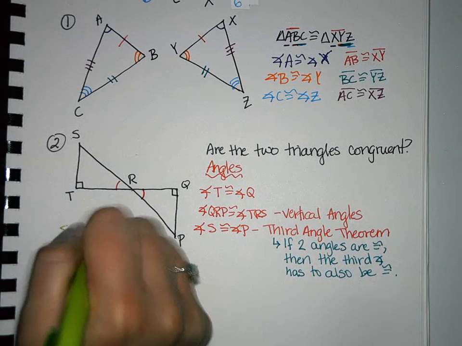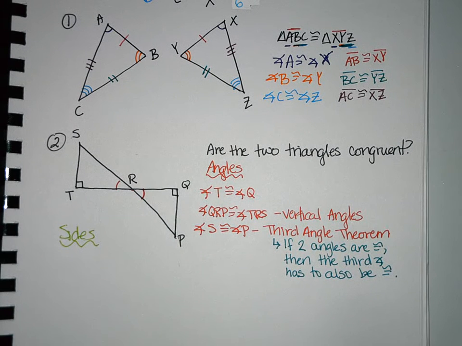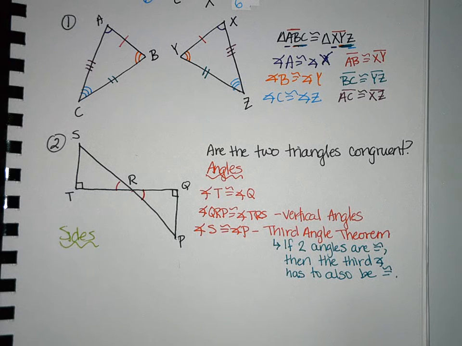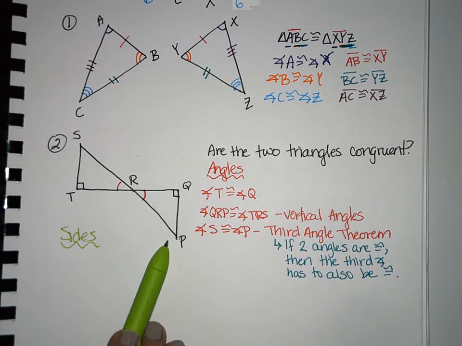Do we know anything about the sides being congruent? Do we have any markings whatsoever that tell us the sides are congruent? QPR. Okay, but vertical applies to angles, not sides. So is there any way we can say ST and QP are the same length? Is that noted anywhere in the picture? No. Can we say that SR and RP are congruent?